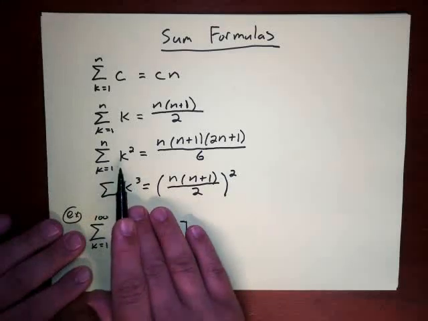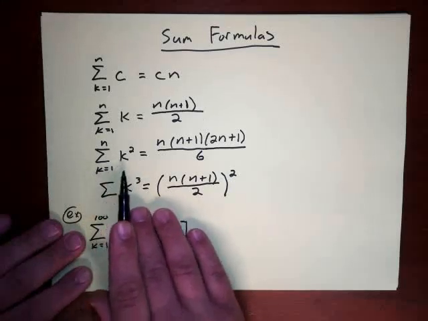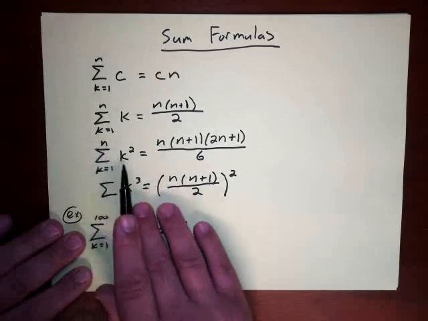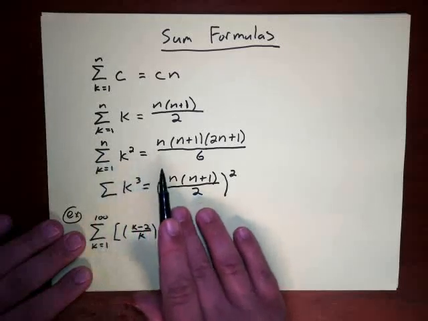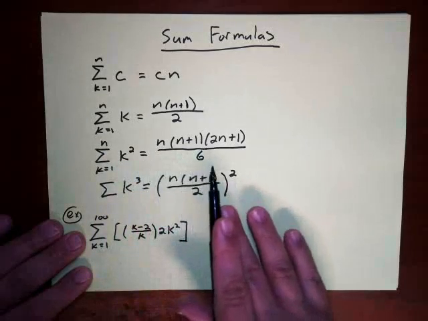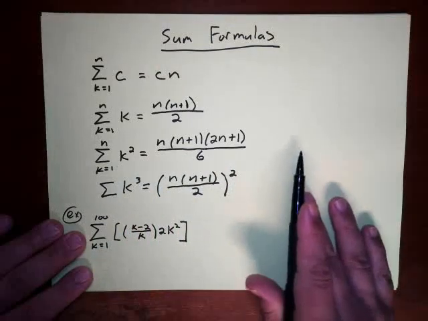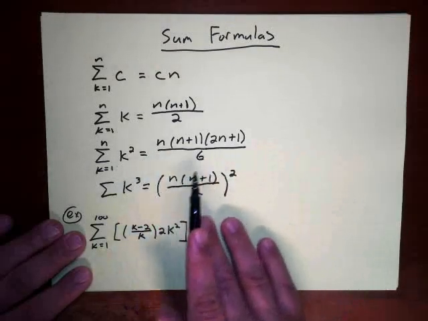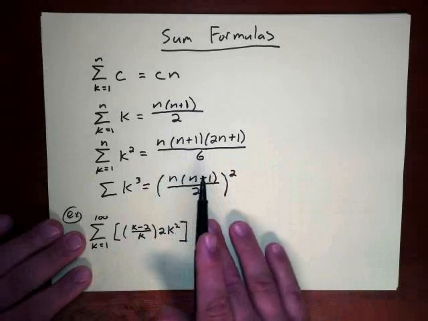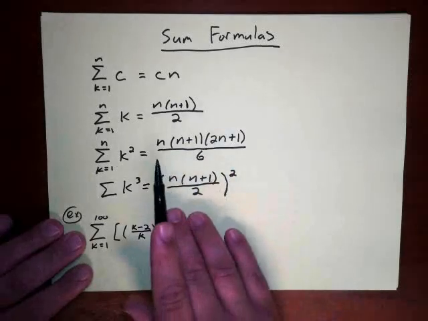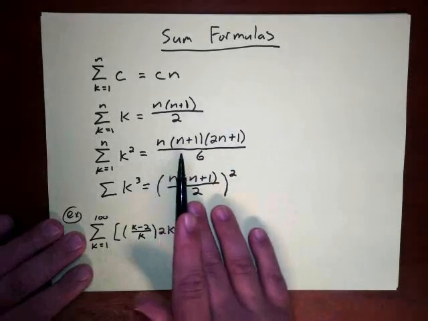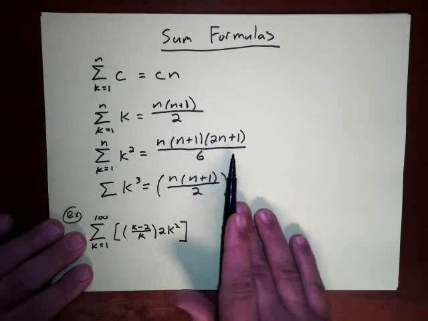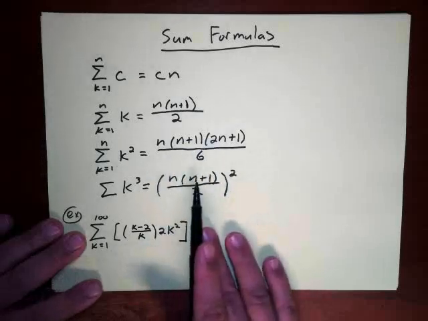This is the sum of the first n squares. K equals 1 to n of k squared. So this would be like 1 squared plus 2 squared plus 3 squared plus 4 squared on up to n squared. And so this is the formula. Not at all obvious. We're not going to worry about deriving it, but it's just n times n plus 1 times 2n plus 1, all divided by 6.